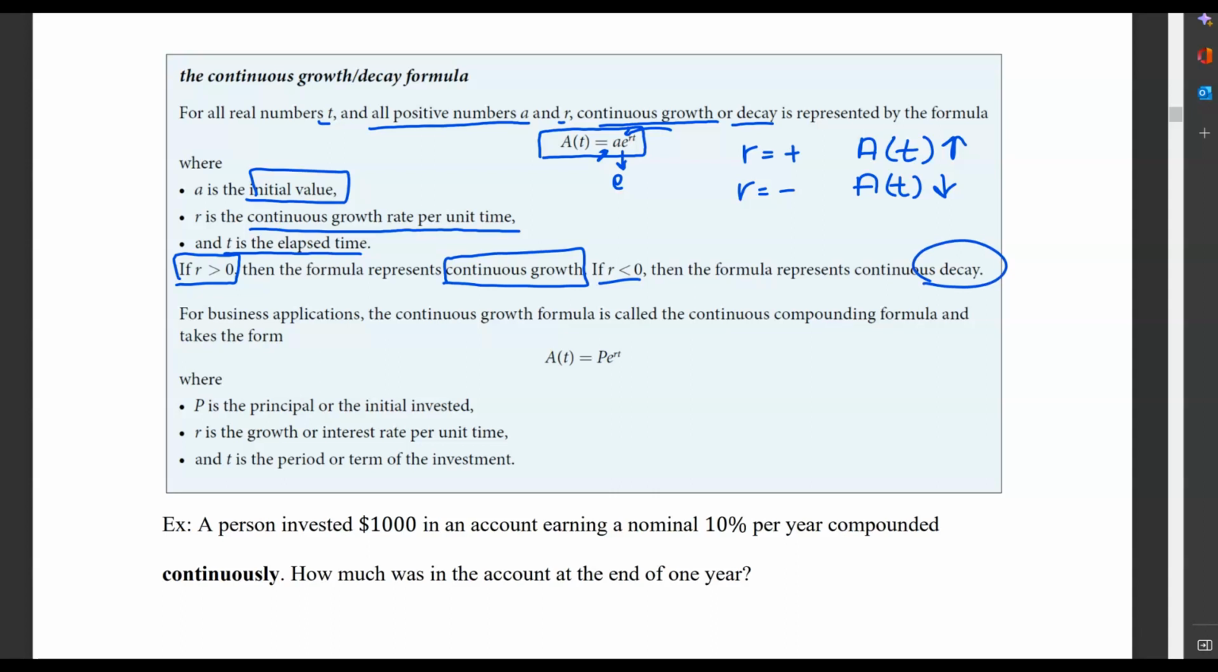Okay, so for business applications, the continuous growth formula is called the continuous compounding formula. So you might have heard of that before. It takes the form where P is the principal, the initial amount invested, r is the growth or interest rate per time, and t is the period of terms per investment. Some of you may have seen this formula before, and notice that it spells out PERT. The biggest difference is that we use a different variable, A, instead of P for that principal value.